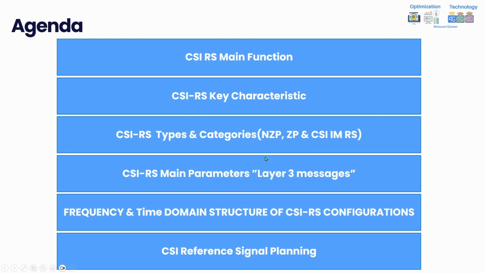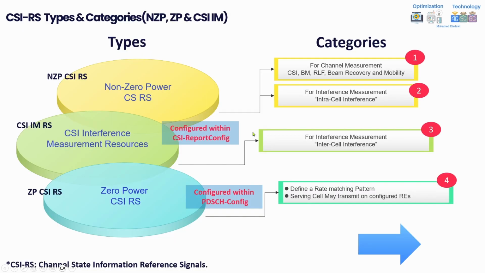Before jumping into the parameters part, I would like to recall the knowledge about the types and the categories of CSI-RS in case you didn't watch the first video. So I will need first to cover this part. And in case you watched the first video, you can skip this part and jump directly into the CSI main parameters. So let me take you here.